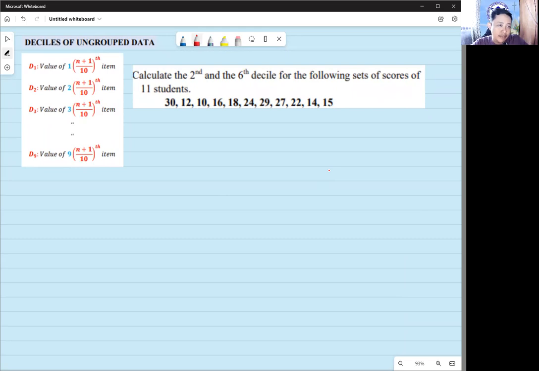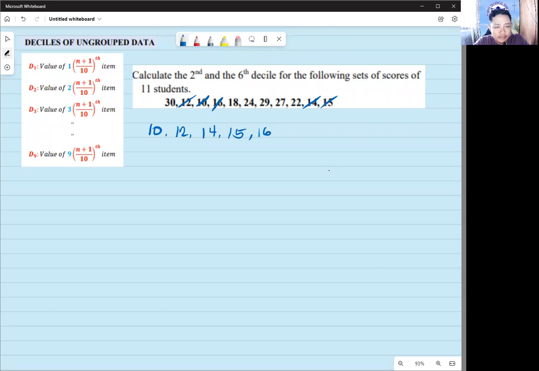First step, just like what we did in the quartiles, we have to arrange the items first. We have to arrange the numbers from least to greatest. So we have here 10, 14, 15. Oh, I forgot the 12. Sorry. 12, 14. Kindly correct me if I'm wrong, if ever I missed a number.